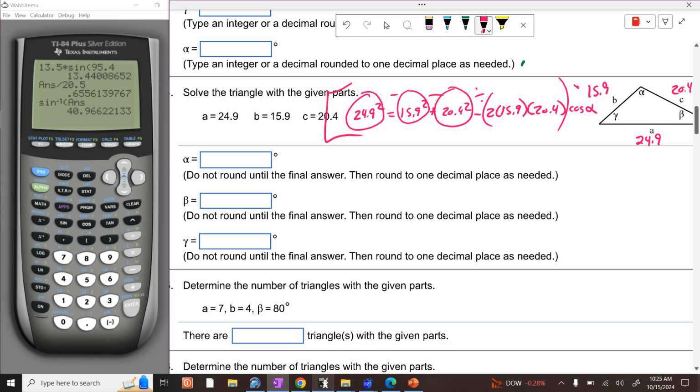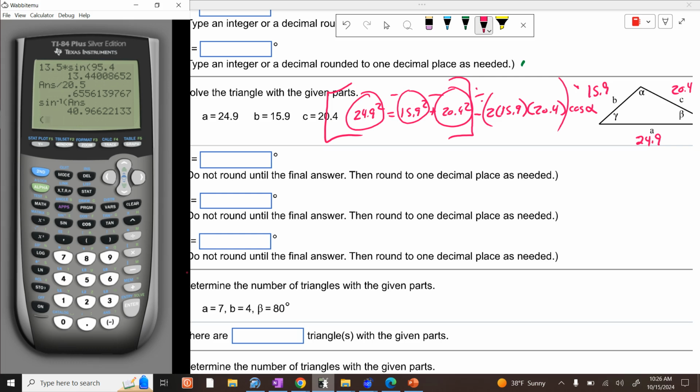But to do that, we got to put parentheses around this. And you go, whoa, Mr. Bierschbach. Well, I'll show you on the calculator how it works. So I'm going to go parentheses. Whatever's on this side, 24.9 squared, minus this and this, because to move them to this side, I have to subtract them both. So minus 15.9 squared minus 20.4 squared, and then close my parentheses around that.